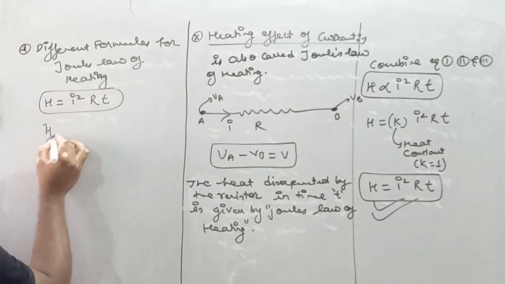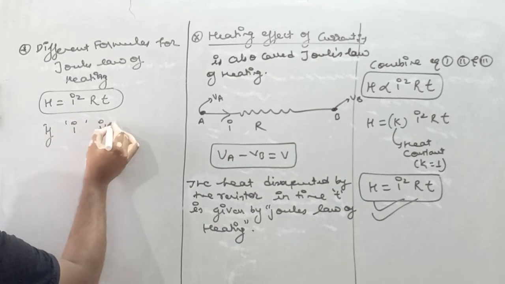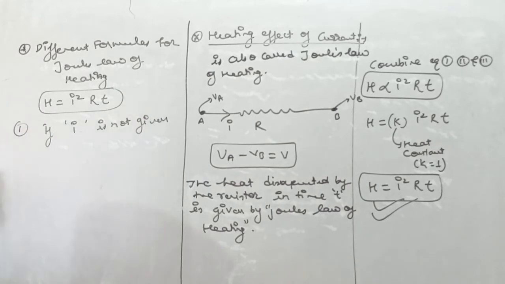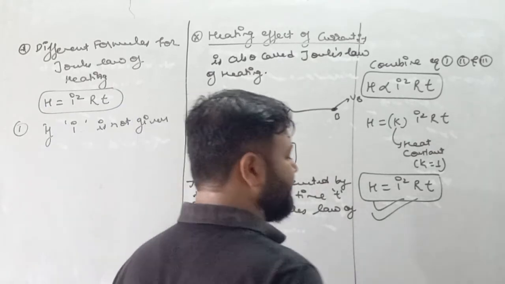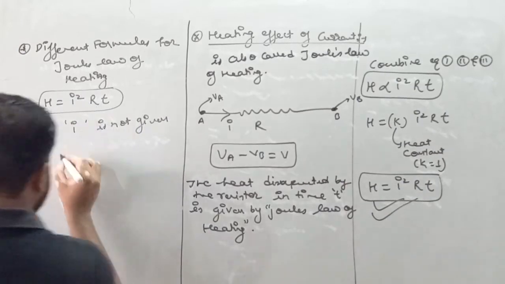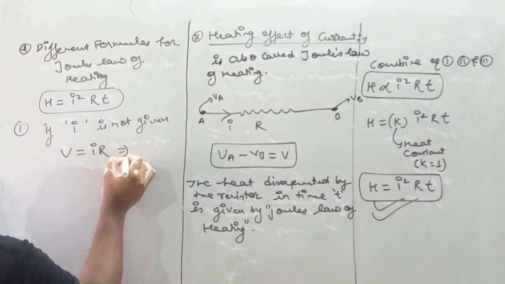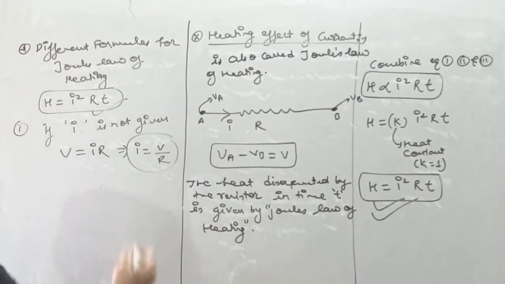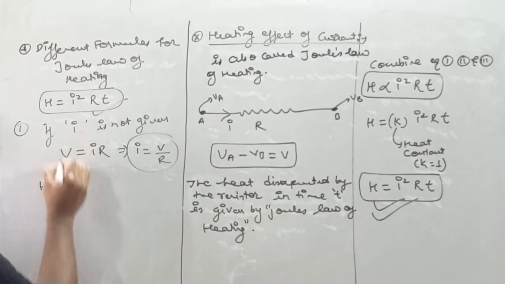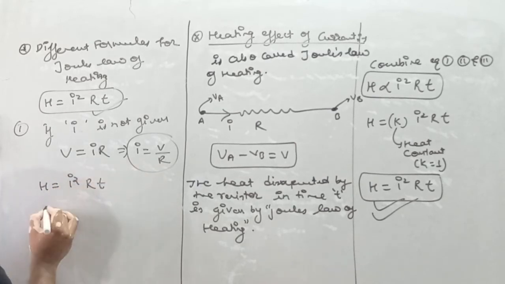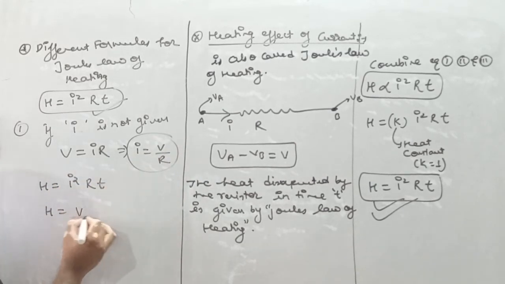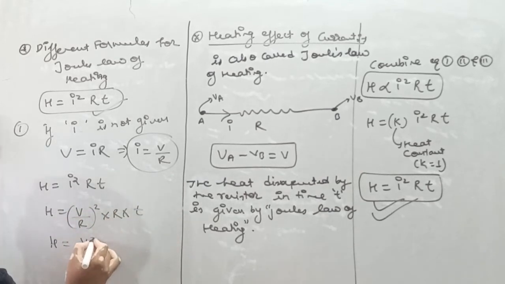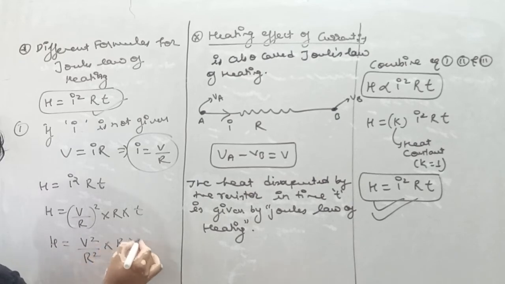Now see, first case, let's suppose current is not given. Then remember, we know that V is nothing but IR, so we can write I is equal to V by R. So instead of I, we can write V by R. H is equal to I square RT, so H becomes (V by R) square into R into T, which is V square by R square into R into T.